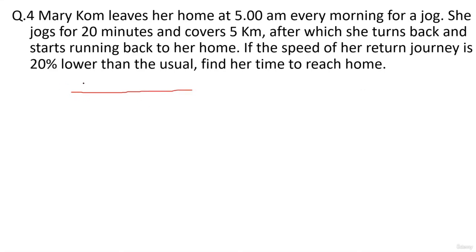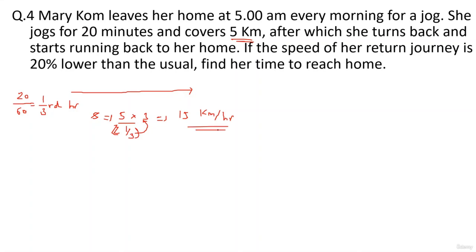So Mary Com leaves her home at 5 a.m. every morning. She jogs for 20 minutes and covers 5 kilometers. Okay, 20 minutes is basically 1/3 of an hour. 20 upon 60 is basically 1/3 of an hour. This is when we are solving it by the formula speed equal distance upon time. So speed will be equal to the distance upon the time. Okay, basically upon 1 by 3 हुआ तो इसका मतलब 3 ऊपर आ जाएगा. It is 5 into 3. Speed is 15 kilometers per hour.